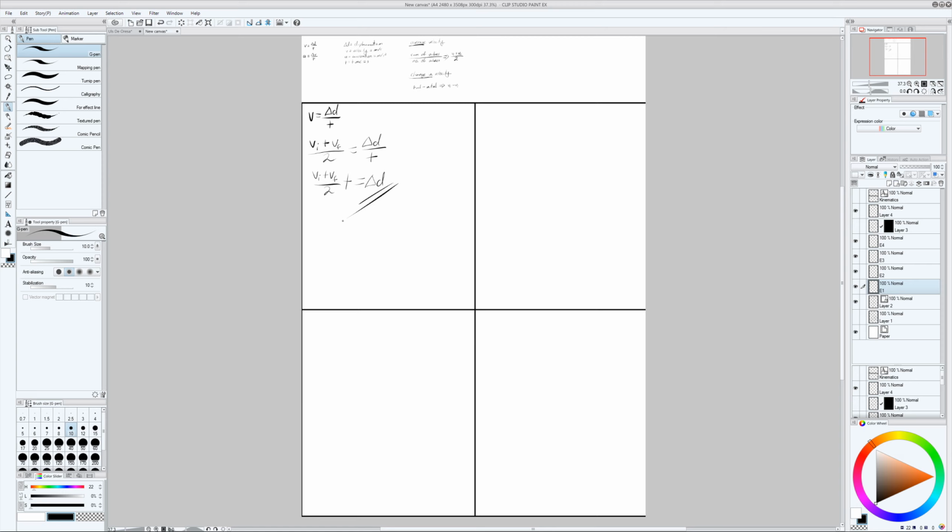Now this here, this is the first equation. It means we don't have to worry about any sort of acceleration. We can figure out what the initial velocity is, what the final velocity is, what the time, or what the distance is, as long as we have the other 3.